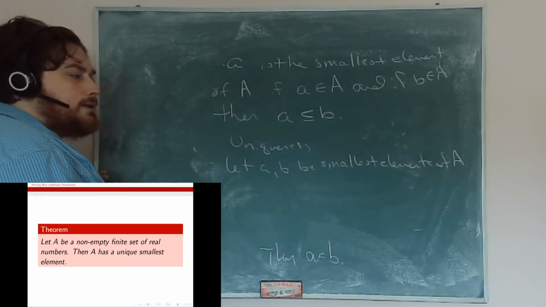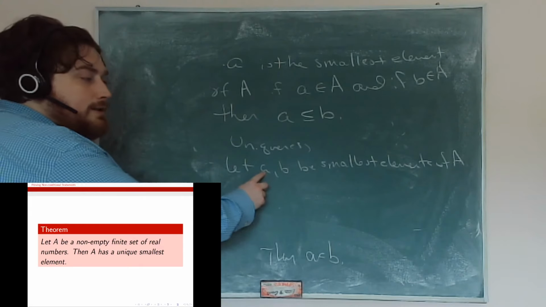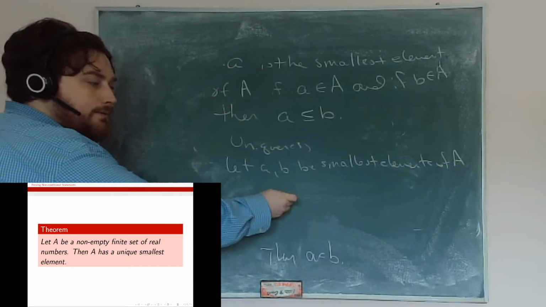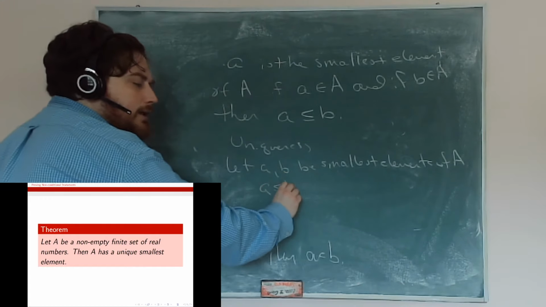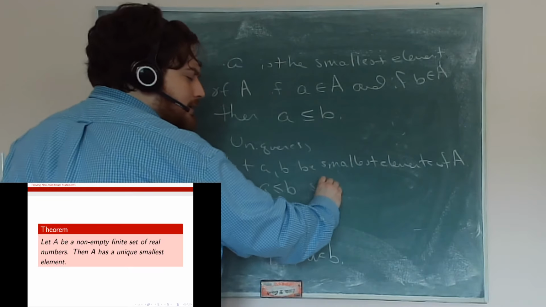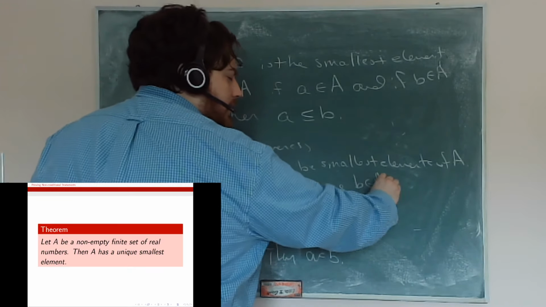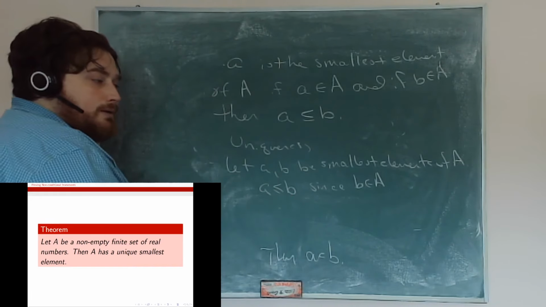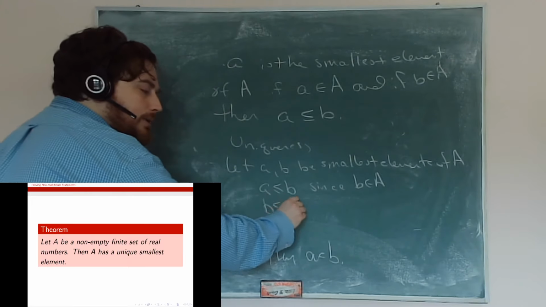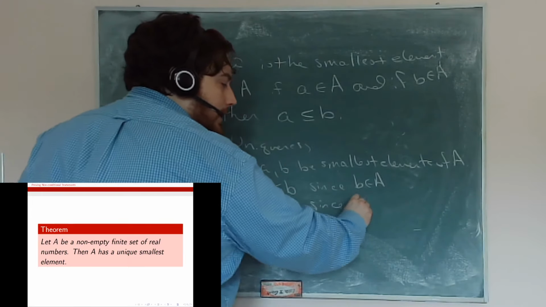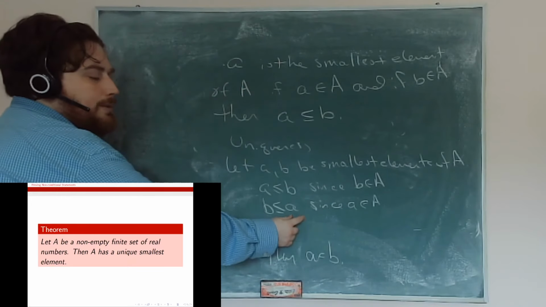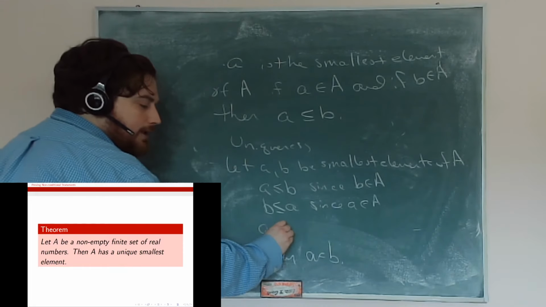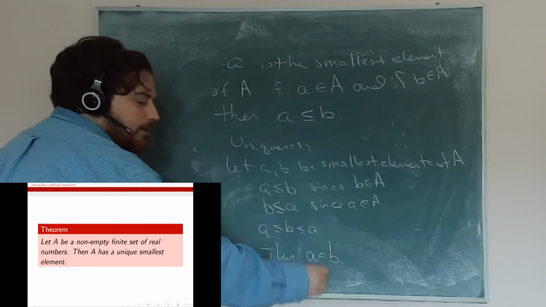How are we going to do that? Notice that a is the smallest element of A, and b is the smallest element of A, so b is an element of A. Therefore, a is less than or equal to b, since b is in A. That is, b is an element of A and a is the smallest one, so a has to be less than or equal to b. By the same reasoning, b is less than or equal to a, since a is an element of A, and b is the smallest one, so b has to be less than or equal to a. So what we end up with is that a is less than or equal to b, which is less than or equal to a.